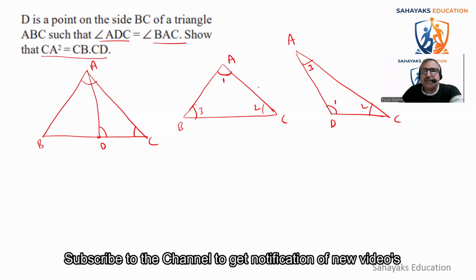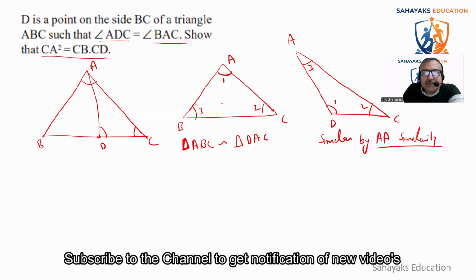Now, if these two triangles are similar, they are similar by which rule? They're similar by AA or AAA. Okay, I'll just mention triangle ABC is similar to triangle DAC. Okay, similar by AA similarity. So these two triangles are similar.